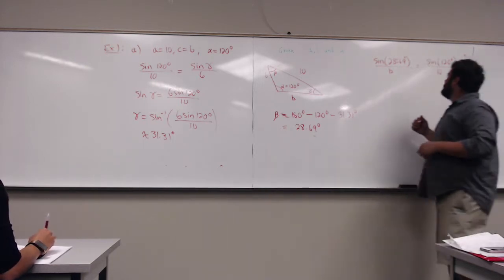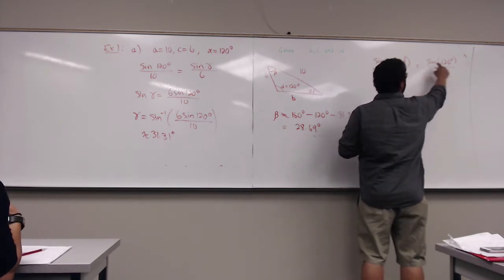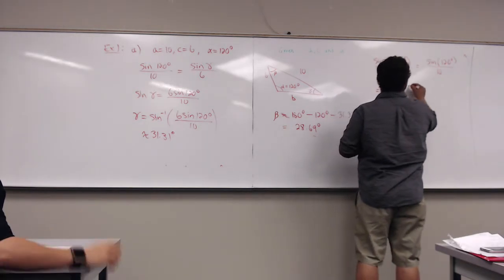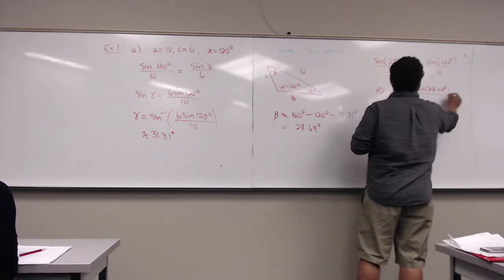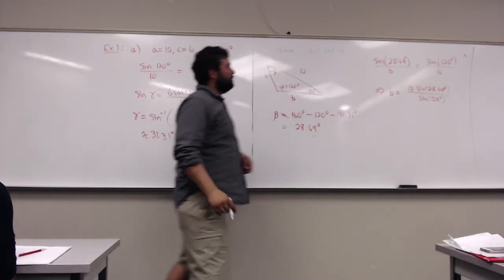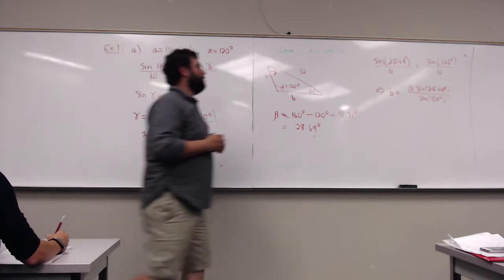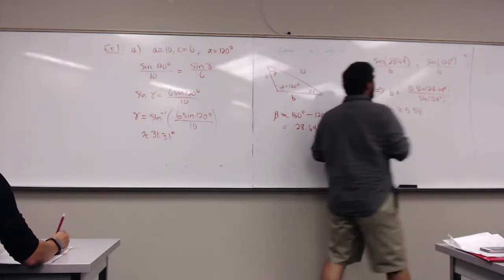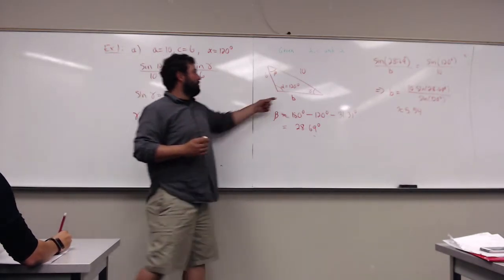I'll write it down here because I can multiply B to the right and then multiply by the reciprocal of this. B should be 10 sine 28.69 over sine of 120, which is 5.54. Okay, so again, it's 5.54. Yeah, this is the side B.